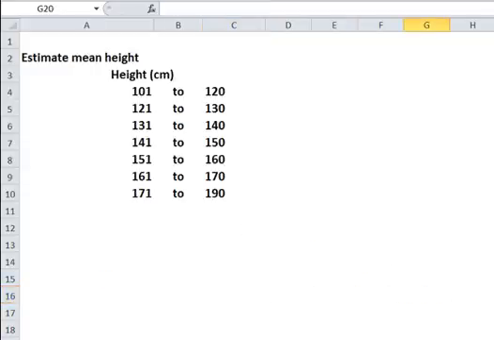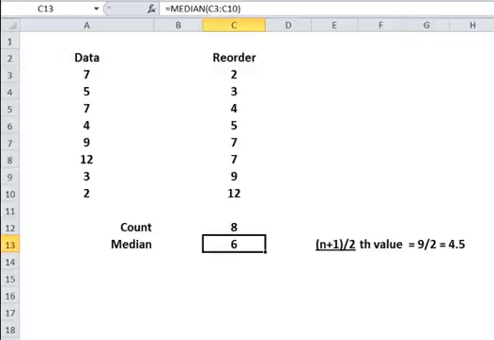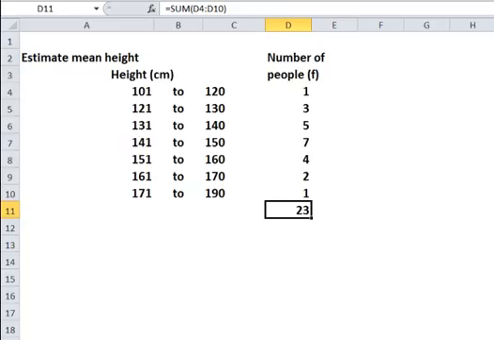If we have grouped data, this time the data runs from 101 to 120, 121 to 130, and so on, so it's grouped. If that's the case, then we could have the number of people, the frequency within this height range, for example. So one person is in that range, their height is between 101 and 120, one's 171 to 190, 7 is in here.